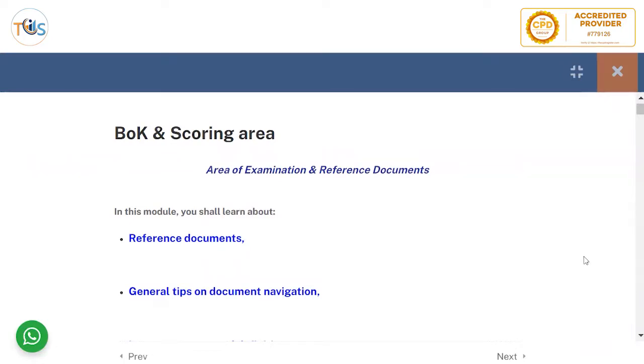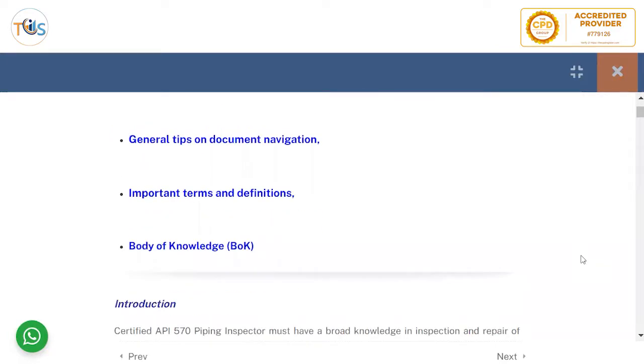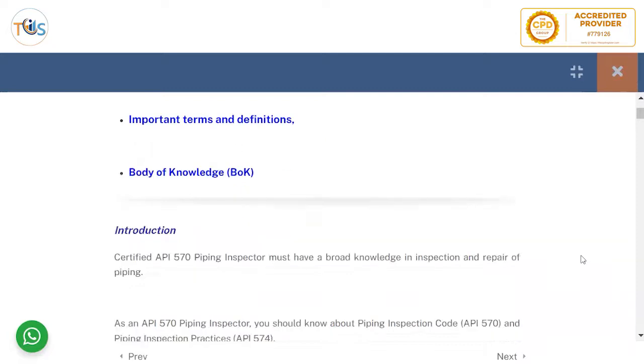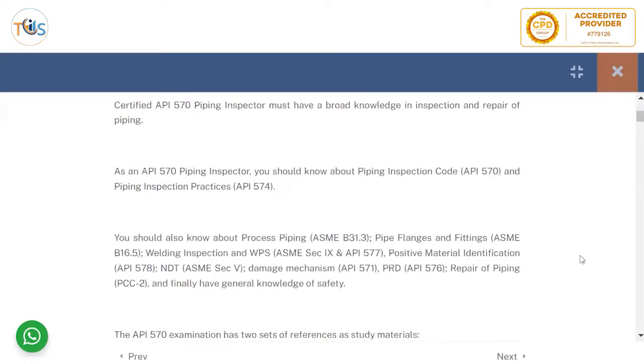In this module, we will be talking about the area of examination and reference documents, general tips of document navigation, important terms and definition, and body of knowledge. As we said before, API states that the API 570 Piping Inspector should have a broad knowledge in inspection and repair of piping. So as a piping inspector, you should know about the API 570 inspection code, specifically, and API 574 piping.